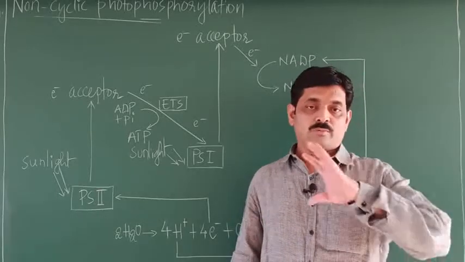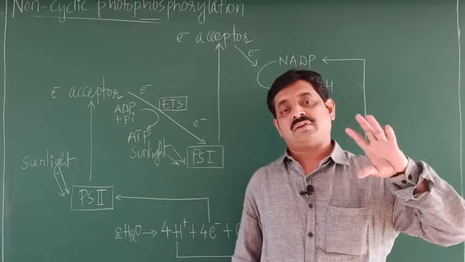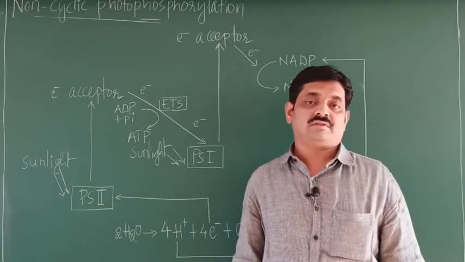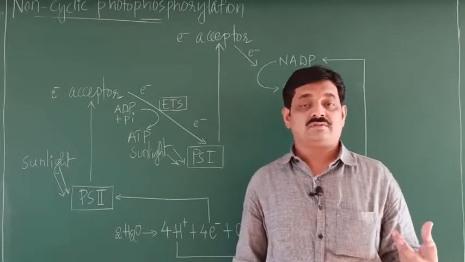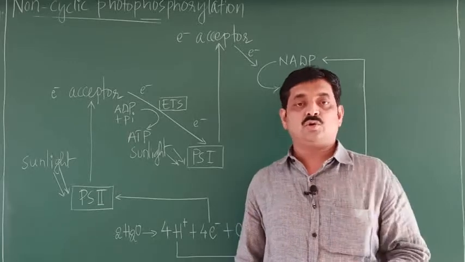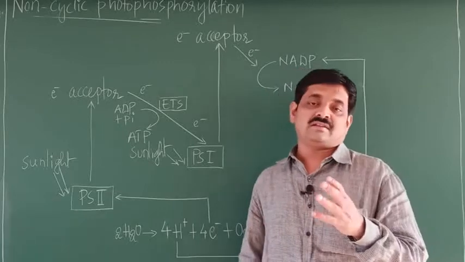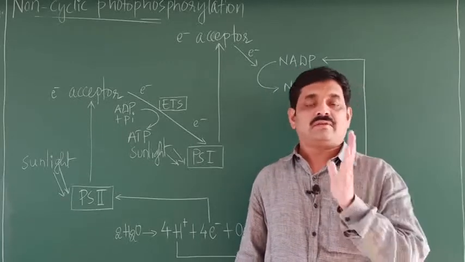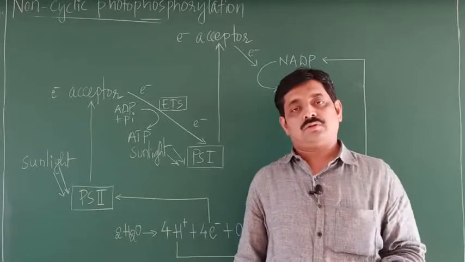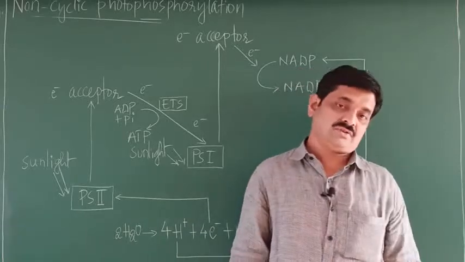Fine. So I hope you remember the general reaction of photosynthesis. What is the general reaction of photosynthesis? 6CO2 and 12H2O in the presence of sunlight and chlorophyll form glucose with the liberation of oxygen.